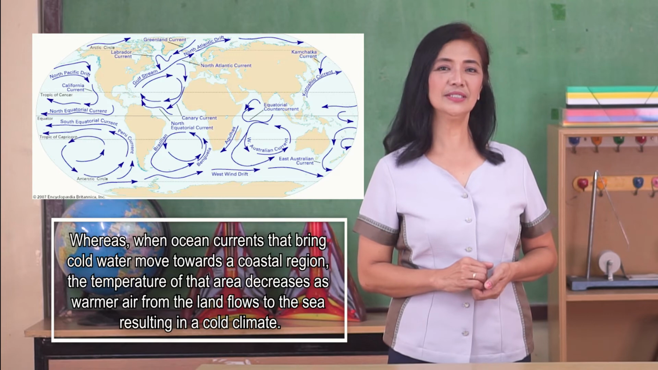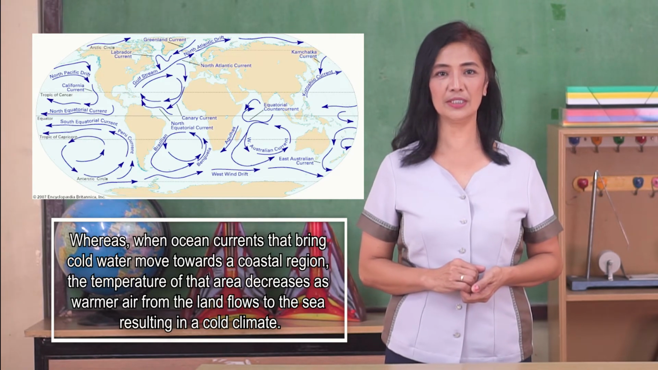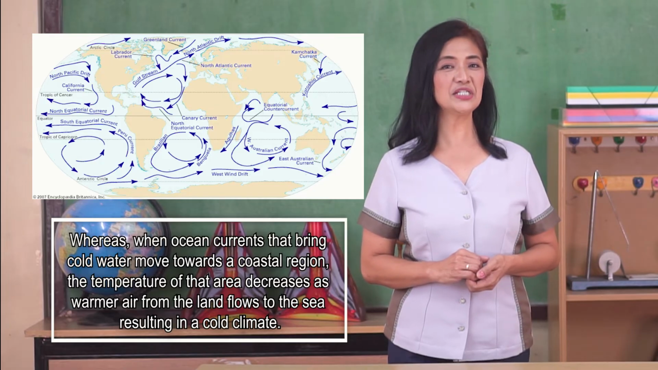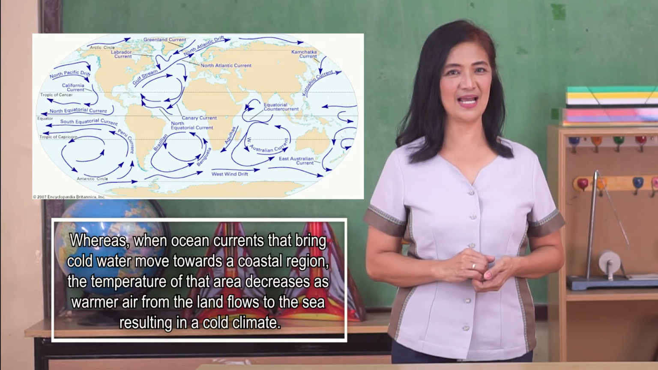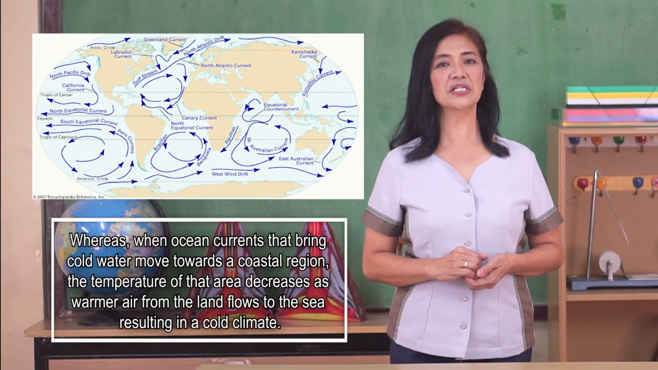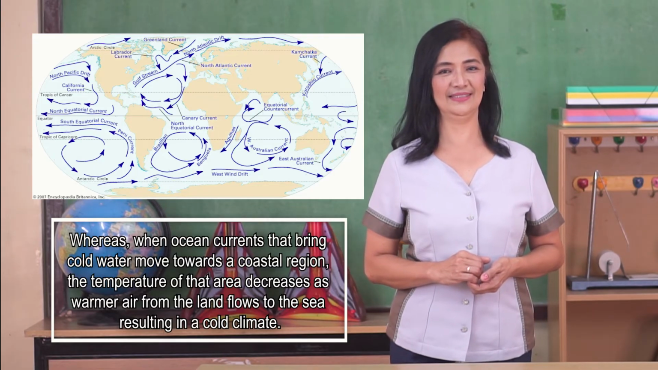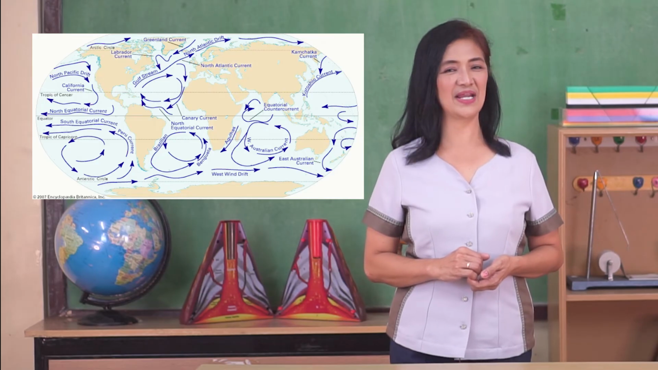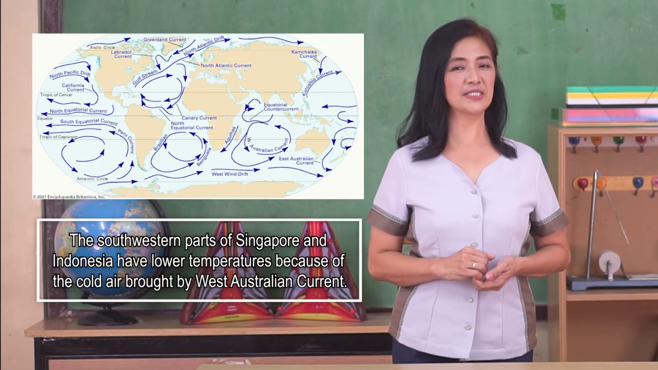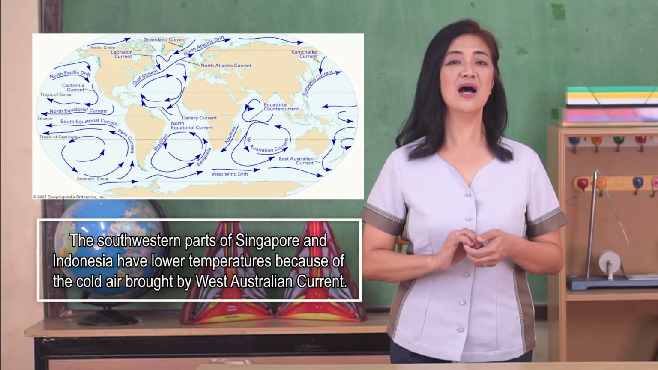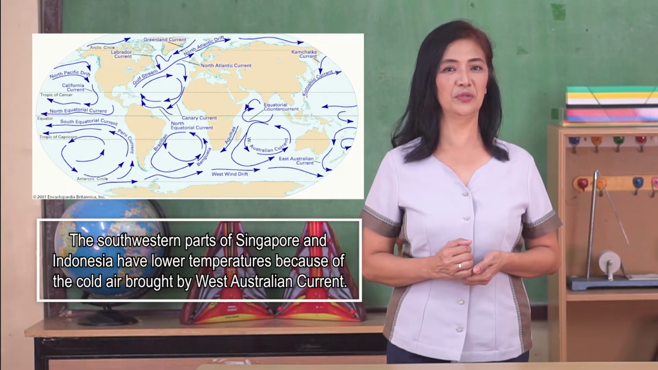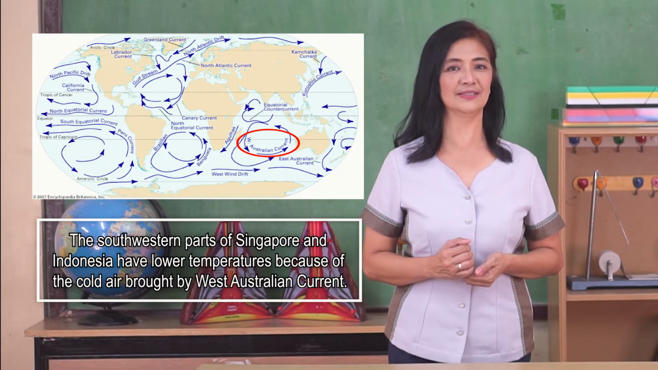Whereas, when ocean currents that bring cold water move towards a coastal region, the temperature of that area decreases as warmer air from the land flows to the sea, resulting in a cold climate. Let us have an example. The southwestern parts of Singapore and Indonesia have lower temperatures because of the cold air brought by West Australian current.